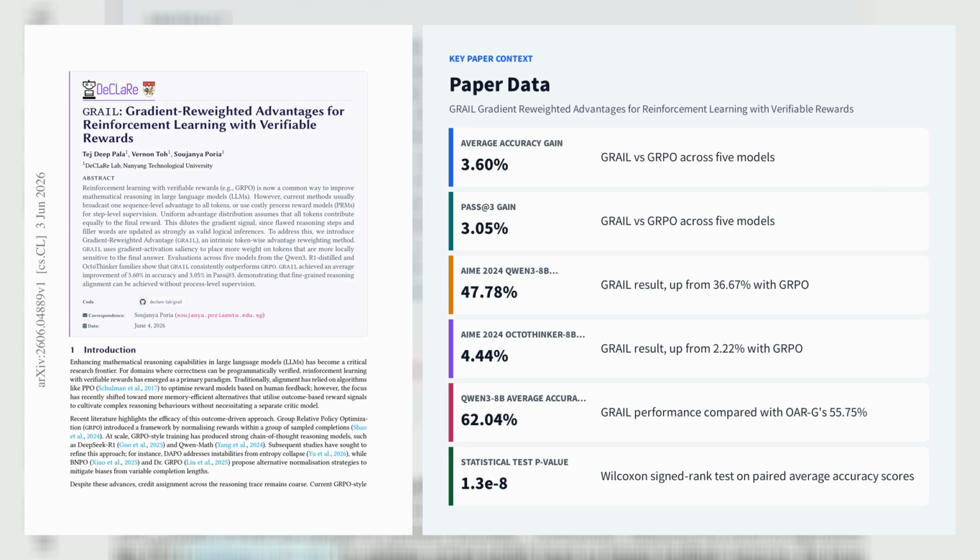A Wilcoxon signed rank test reports W equals 459.5 with P equals 1.3 times 10^-8, and the paper notes a 50% to 60% training time overhead on 4 times NVIDIA H200 GPUs, trading compute for finer-grained reasoning alignment without step-level supervision.